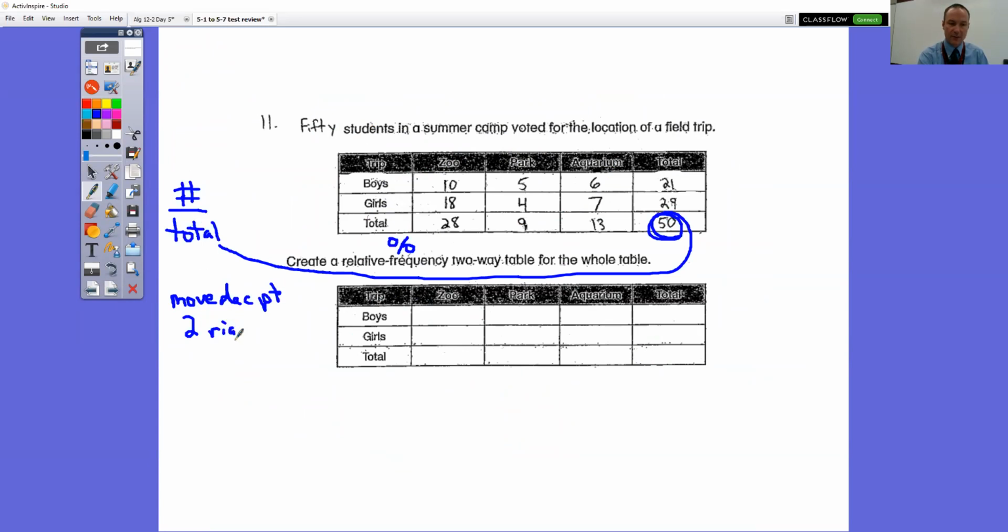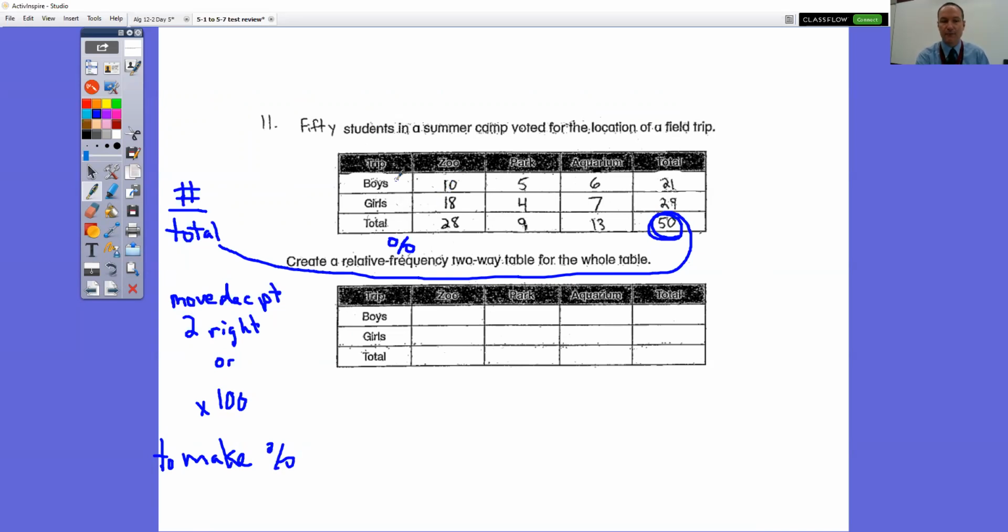All right, we can move the decimal point 2 places to the right, or you could multiply it by 100 to make it a percent, because we need to make these into percentages. So let's take a look at this first one. I'm going to do this first one with you.